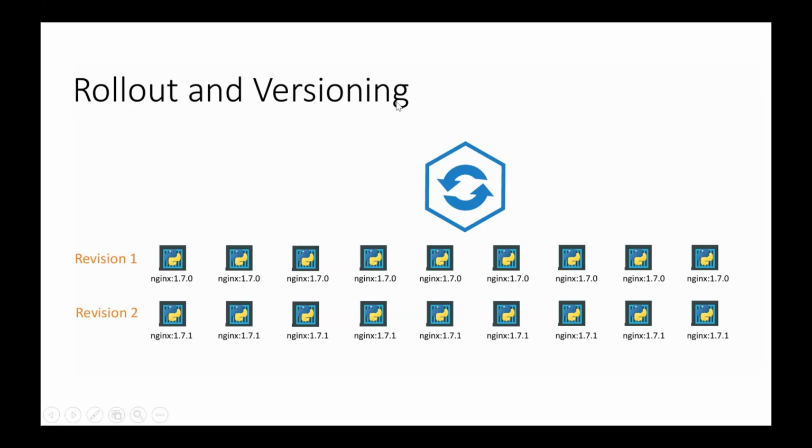Now we'll see how rollout and versioning, or update you can say, basically happens in Kubernetes. Suppose you have this in revision 1, you have nginx 1.7.0 version in all the pods in your Kubernetes cluster. And in revision 2 you want to upgrade it to 1.7.1 for all the pods inside your Kubernetes cluster. For this, we generally use two types of rollout strategy in Kubernetes.